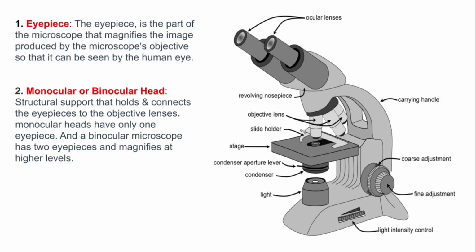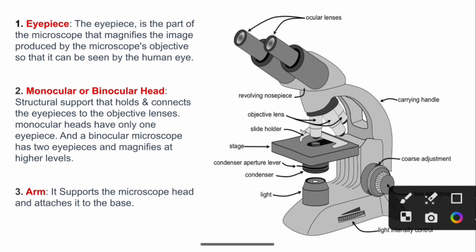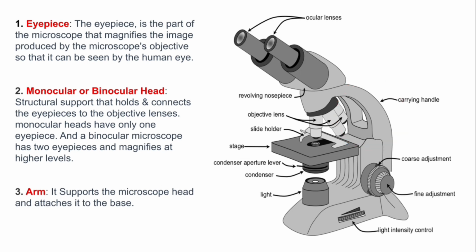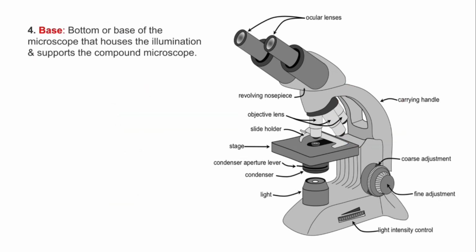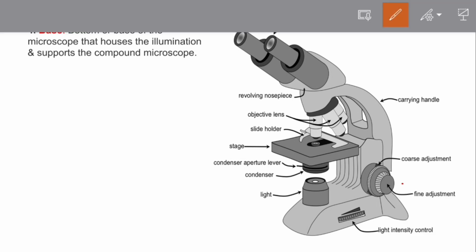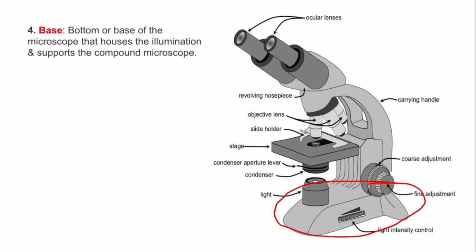And the next one is the arm or carrying handle of a microscope. So students, this is the arm of a microscope. It supports the microscope head and attaches it to the base. And one more feature of this arm is that by holding it, you can move the microscope anywhere. And the next one is the base of the microscope. So students, this is the base of a microscope. The base of the microscope houses the illumination and supports the microscope.